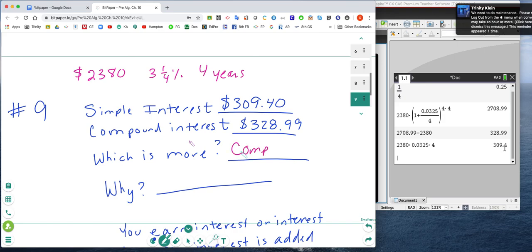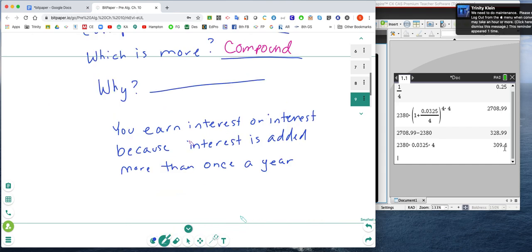So which one is more? Compound interest is going to make you more free money. Why? Because you earn interest on interest. What does that mean? Interest is added more than once a year. And now you know how to do compound interest.